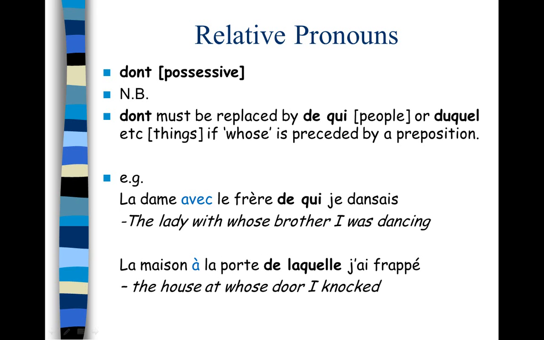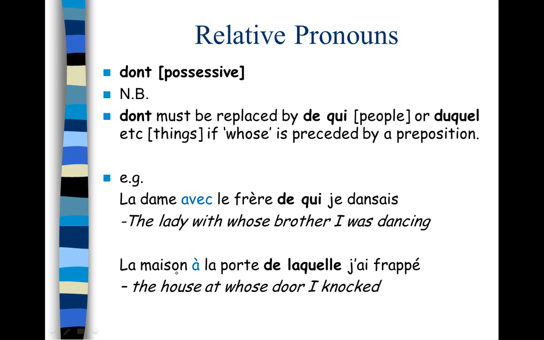Note, dont must be replaced by de qui with people, or duquel with things, if whose is preceded by a preposition. Now, when we look at the lequel series screencast, this will all become much clearer. But when we have a preposition, we must use one of the lequel series with things, or qui with a person. And so that's what this means. Here are some examples. La dame avec le frère de qui je dansais. Again, in English we'd say with whose brother I was dancing, but we've got this with. Avec le frère de qui.